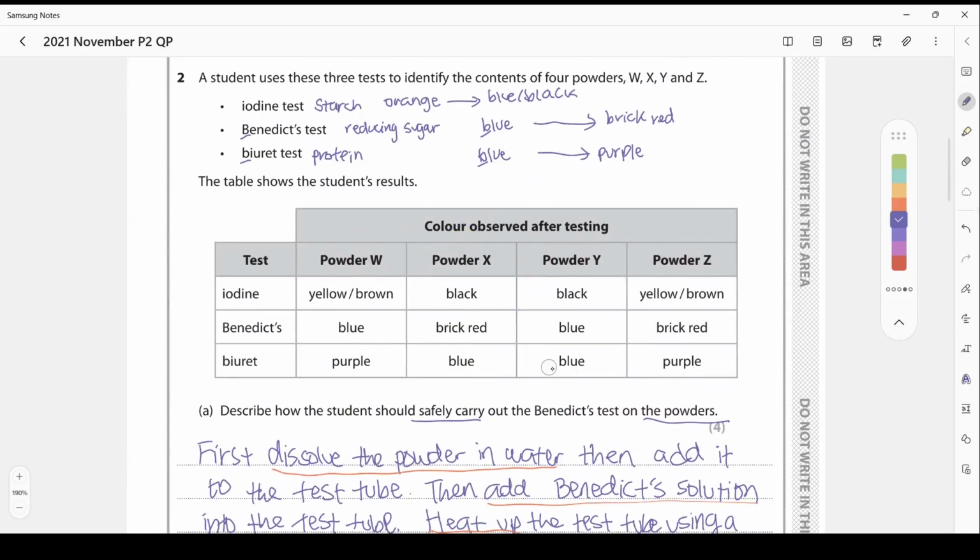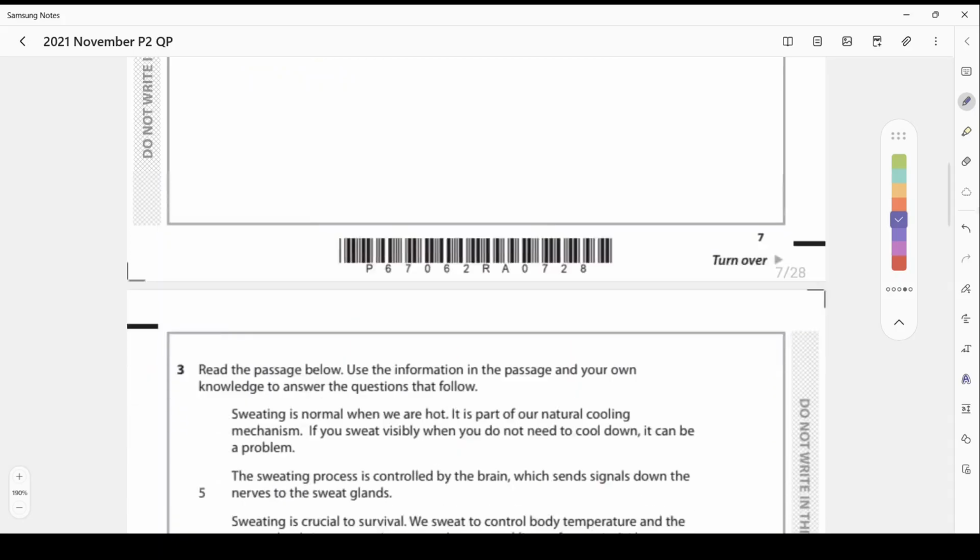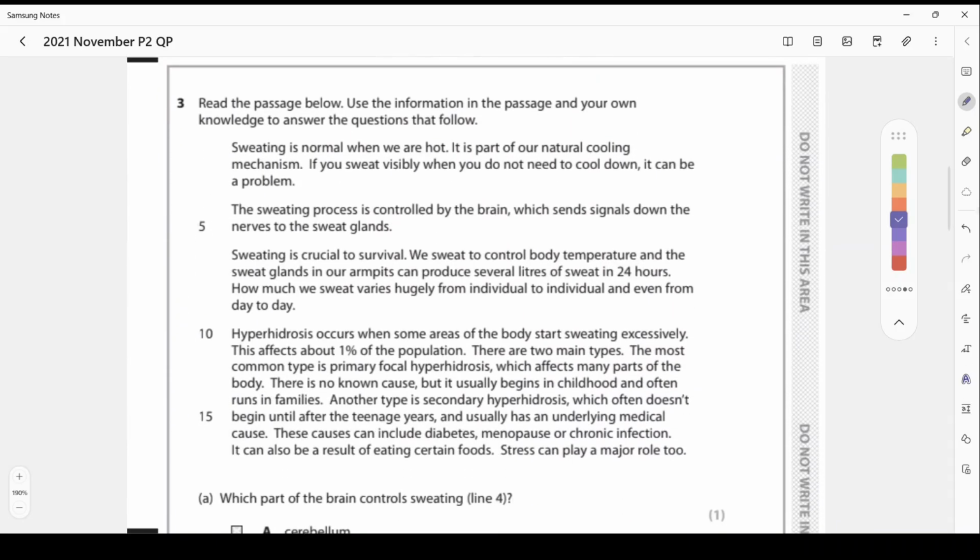And then lastly, part 4, give the contents in powder W. Let's just remove this. So powder W has no starch, no reducing sugar, but it does have proteins. So let's write that down. It has protein. Okay, question 2 is done. Let's move on to question 3.